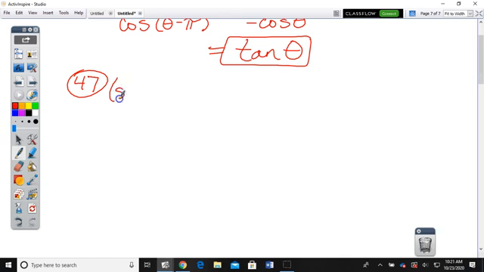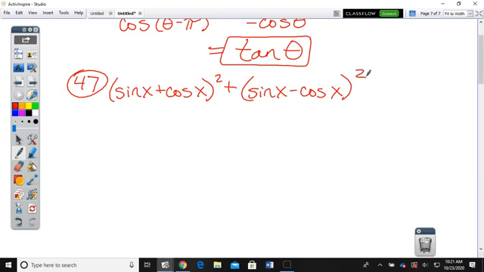All right, 47. Fun time. Sine x plus cosine x squared plus sine x minus cosine x squared. Do we need to change anything? No. They're everything sine and cosine. However, you may have forgotten how to do something that looks like this. So I wrote over here something to kind of remind you. If you have x plus 2 squared, that means you're going to write x plus 2 twice, and distribute. There is a shortcut.